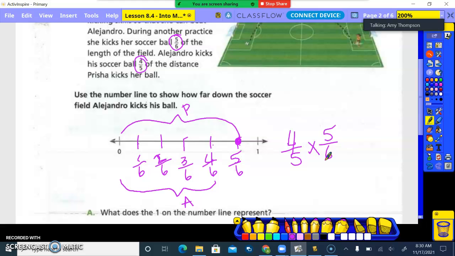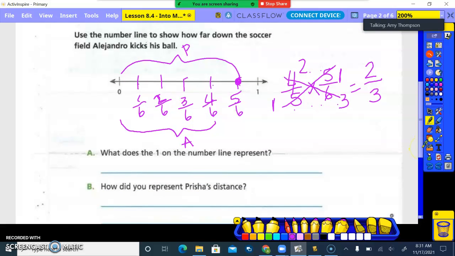So can I simplify before I start? Yes. So I can go this way. 5 goes into 5 one time. 5 goes into 5 one time. Can I simplify the other way? Can I simplify the 4 and 6? Yes, I can. What goes into both 4 and 6? 2. 2 goes into 4 twice. 2 goes into 6 3 times. So I'd multiply across, and that would be 2. I multiply across, and that would be 3.